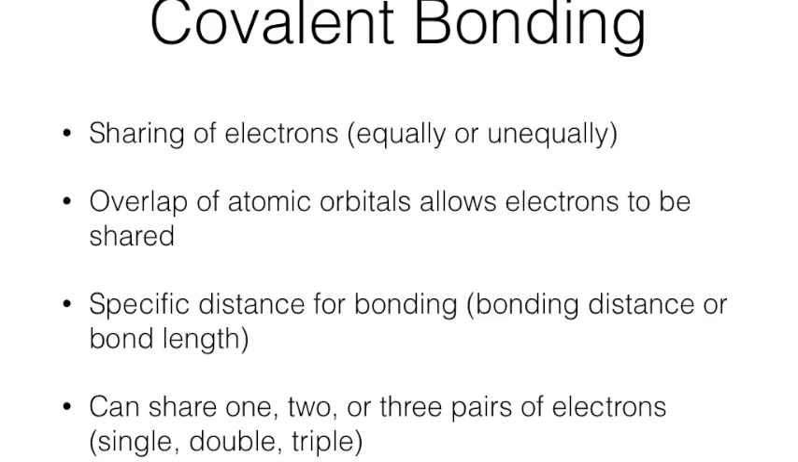All right, now covalent bonding. Covalent bonding occurs when we have a sharing of electrons. Now this sharing can either be equal or unequal. Okay? Kind of like any relationship you've ever been in. Whenever you share something with someone, it could be equal sharing or unequal sharing.